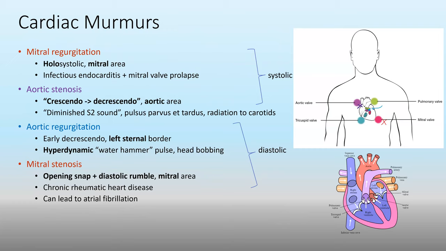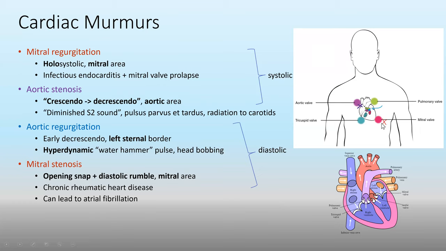So now let's talk about murmurs themselves. Let's go through and split these up: systolic and diastolic. We'll focus on four here, but this can be applied to other murmurs as well. Let's go through the answer choice first, which is mitral regurgitation. It's holosystolic and it's at the mitral area. The first step you want to start with is: where is the murmur located? So you want to start with the auscultation locations here.